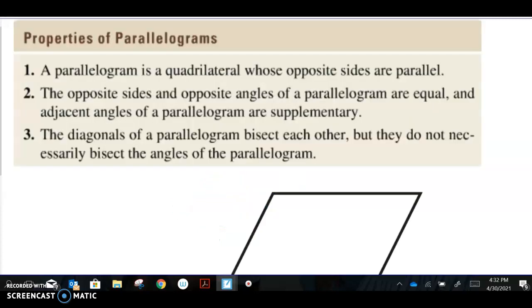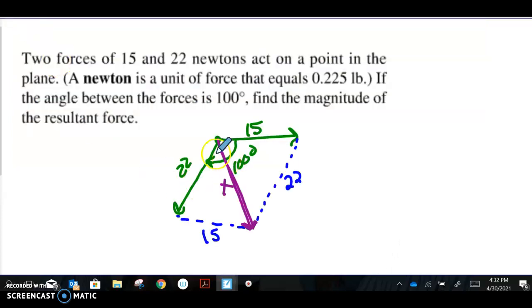They were telling me that opposite sides are equal, and opposite angles are equal. Adjacent angles are supplementary. So in other words, if I know this is 100, then I know this is 100. The whole thing has to add to 360. So if this is 100, adjacent angles are supplementary, so this is 80, 80, 100. There we go. We have 360. Okay, I know that. How does that help me?